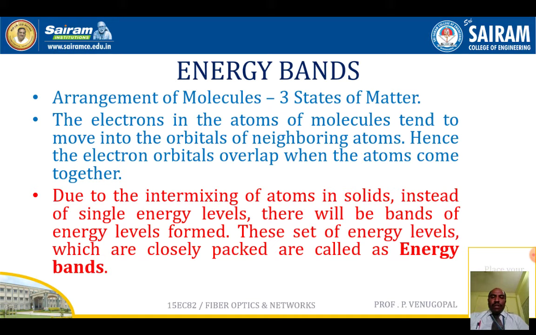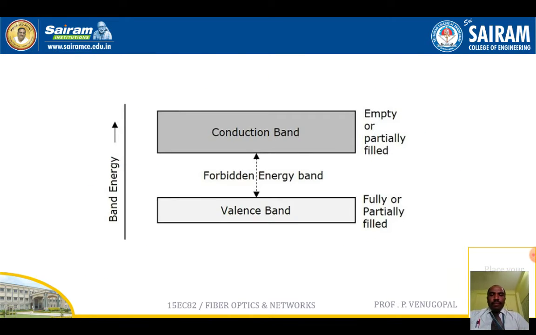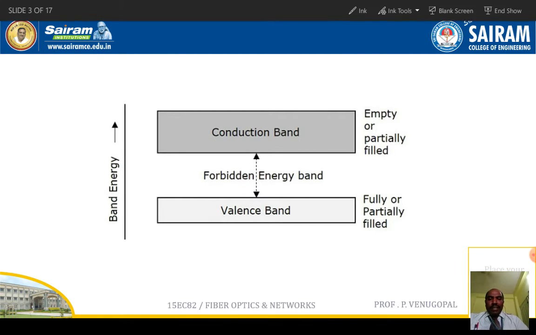In the solid state, the molecules are very tightly packed and the electron orbitals overlap. When the atoms come together, due to this intermixing of atoms in solids, instead of single energy levels, there will be bands of energy levels formed. This set of closely packed energy levels is called energy bands. You are observing two types of bands: valence band and conduction band. In between the valence band and the conduction band is the forbidden energy gap or forbidden energy band.